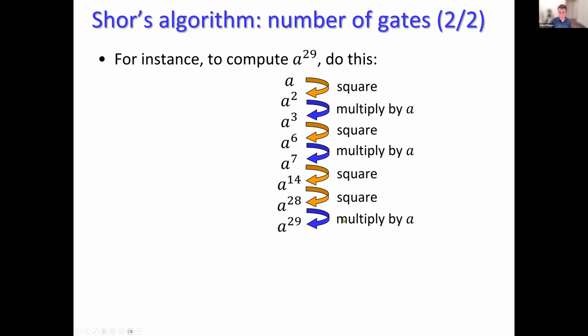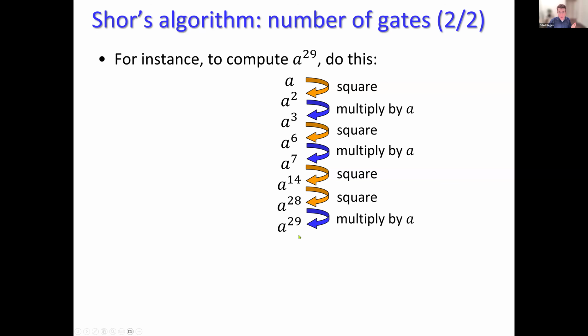So the sequence of operations is determined by the binary decomposition of 29. That determines the order of operations here. And the number of operations is basically the number of bits in 29. So it's n operations, so n multiplications. Okay. So that's basically it for Shor's algorithm.